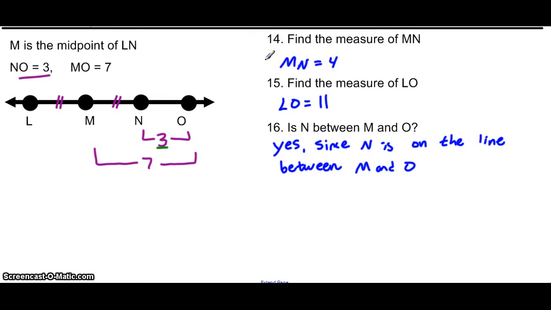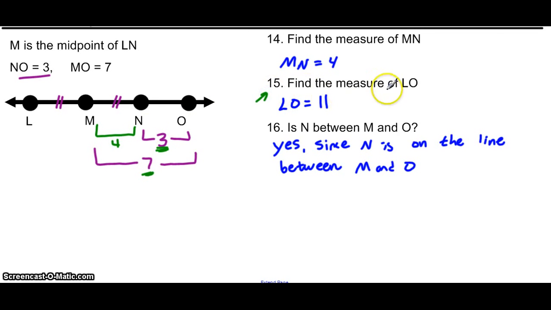So for 14, find the measure of MN. Well, here is MN, the distance from M to N. And this one's not too bad. We know that N to O was 3. We know that M to O was 7, that whole thing. So 7 minus 3 gives us the missing piece, MN. 7 minus 3 is 4.